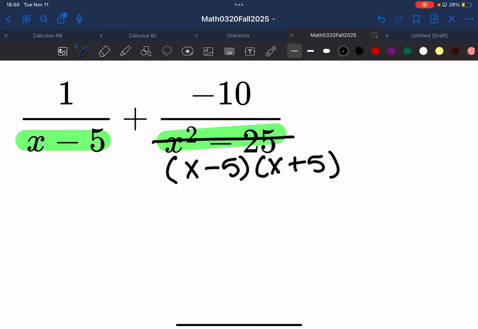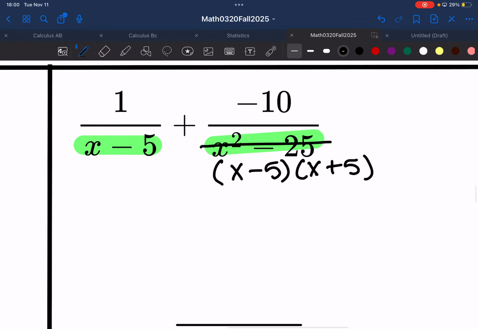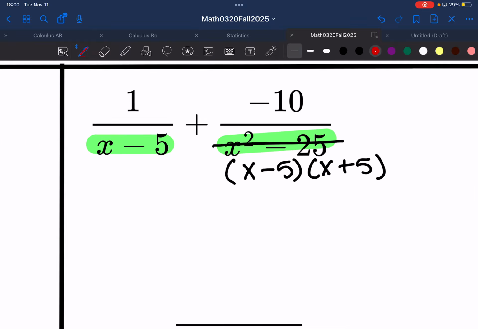So this is now gone, and in its place are the factors x minus 5, x plus 5. Now if I look at my two denominators, I'm going to ask myself, are they the same? Are they almost the same? What is that first fraction missing? The x plus 5. So in order to give that first fraction the x plus 5, I'm going to multiply the top and bottom by x plus 5.